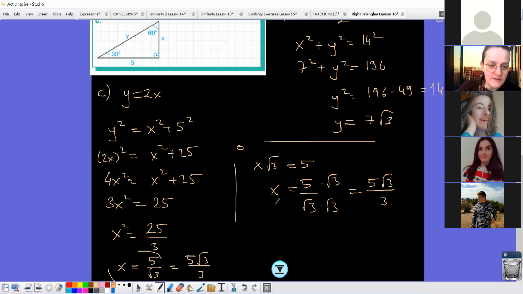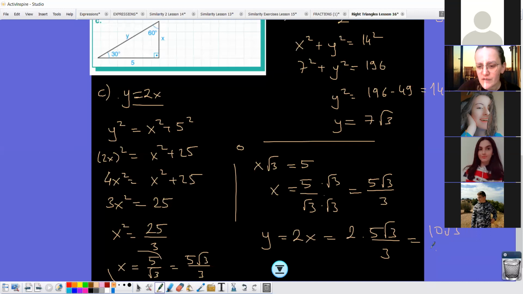And now if we know x, how will we find y? We know that y is 2x, as you said here. And we know x now, so it will be 2 times 5 root of 3 over 3, which will be 10 root of 3 over 3. Did you understand? Yes. Or 10 over 3, teacher? It can be 10 over 3, but what will be the root of 3?